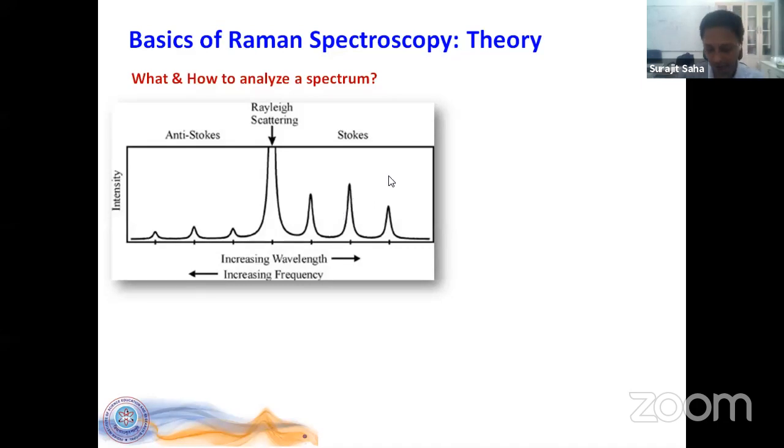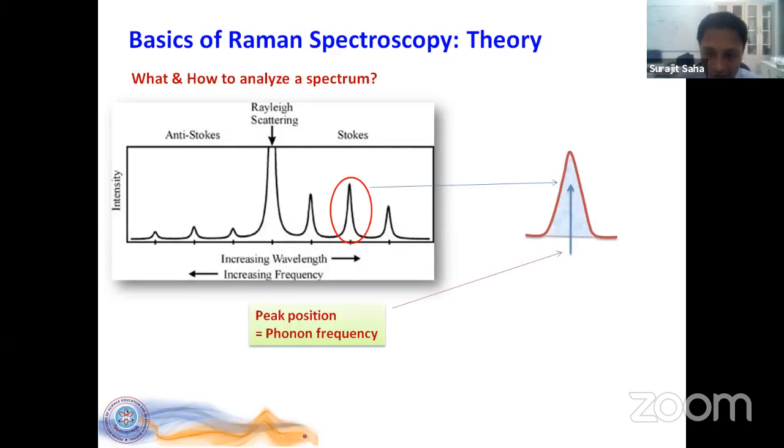In the Stokes part, or even the anti-Stokes part, a Raman spectrum will have different peaks. This is the Rayleigh part, and these are the Raman scattered peaks, which correspond to the vibrations of the molecule or the crystal that is in question. Now this peak has a profile something like this, which is basically a Lorentzian. And this Lorentzian will have three very important parameters to deal with.